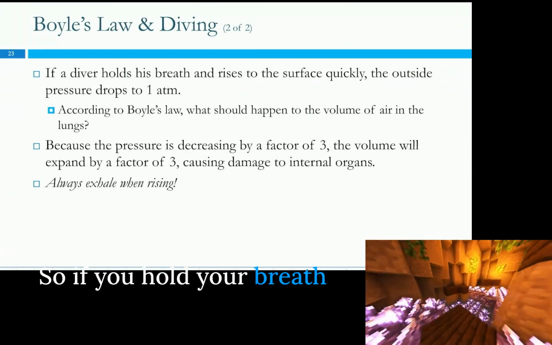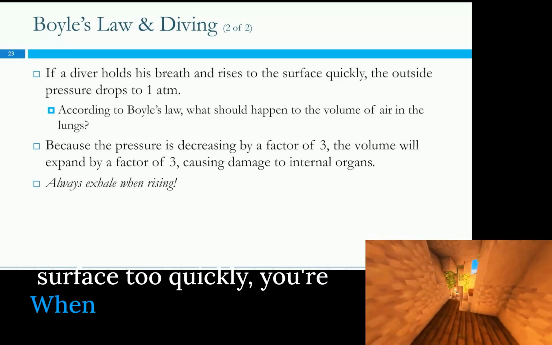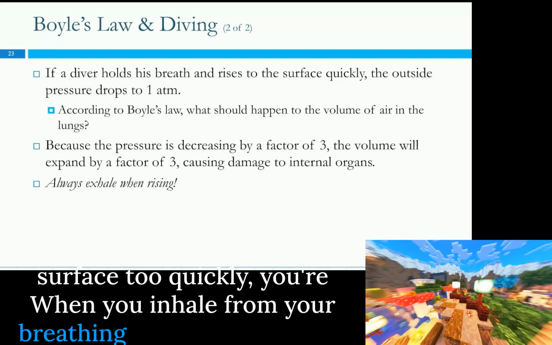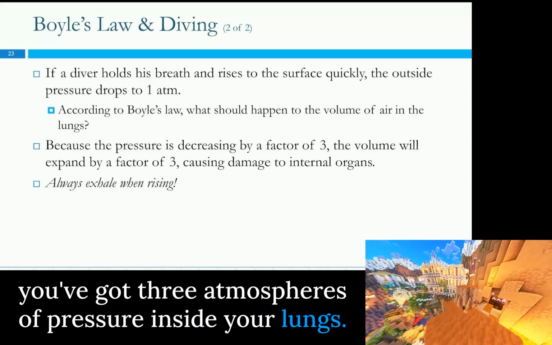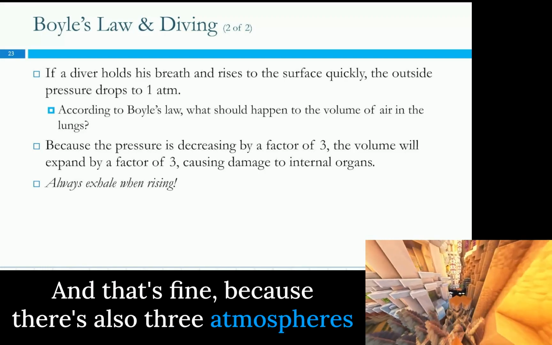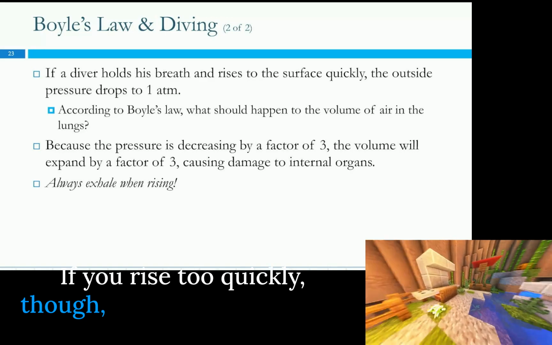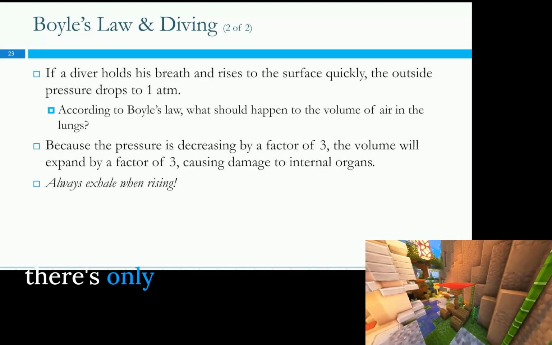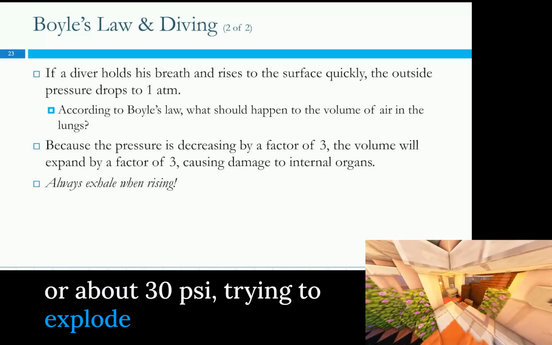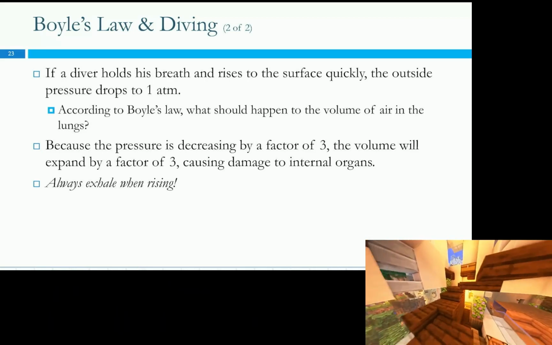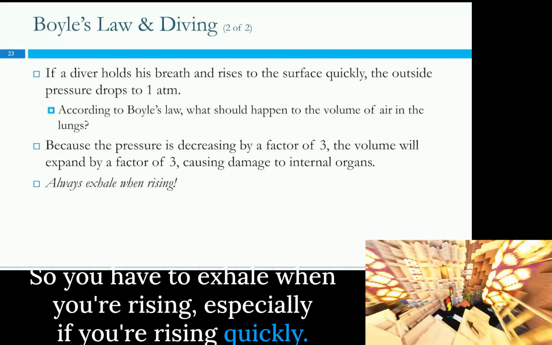So if you hold your breath while you're rising to the surface and you rise to the surface too quickly, when you inhale from your breathing tank at the bottom, you've got 3 atmospheres of pressure inside your lungs. And that's fine because there's also 3 atmospheres of pressure pushing on the outside of your body. If you rise too quickly, though, now you've got 3 atmospheres inside of you, and there's only 1 atmosphere on the outside. Now you've got 2 atmospheres, or about 30 psi, trying to explode from your lungs. Yeah, violent. So you have to exhale when you're rising, especially if you're rising quickly.